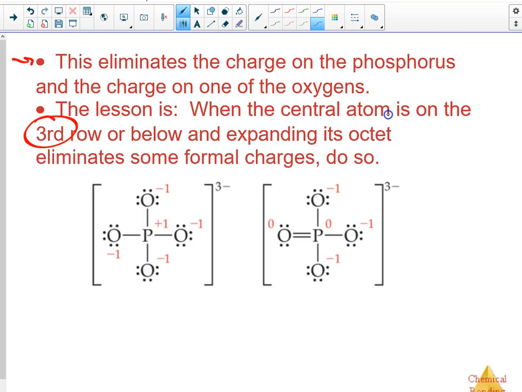Okay. All right, this is what I just said. This eliminates the charge on the phosphorus and the charge on one of the oxygens. Here's the lesson. The lesson is, when the central atom is on the 3rd row or below, and expanding its octet eliminates some formal charges, you should do it. Now, there are thousands of these, but you're only going to see phosphorus or sulfur in this class. Okay? Check phosphorus, check sulfur. Those are your red flags. All right?